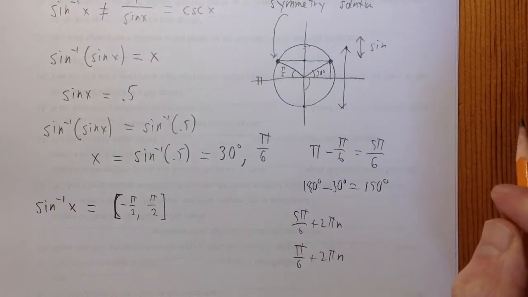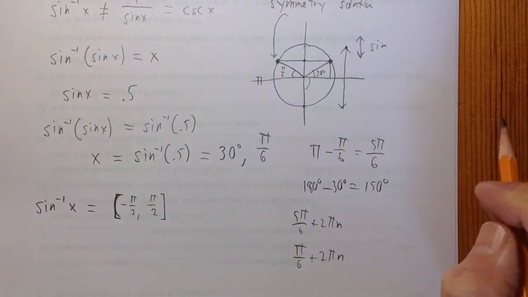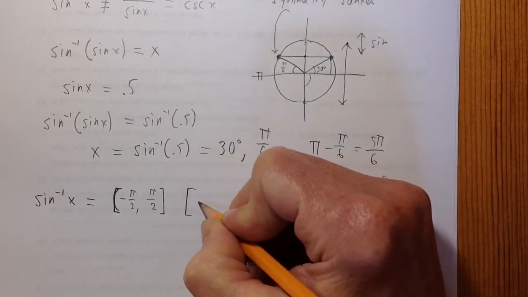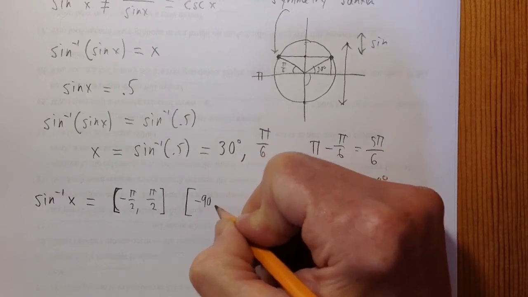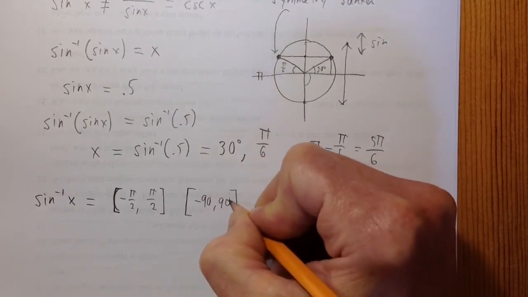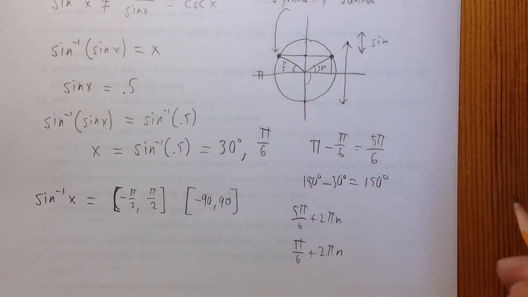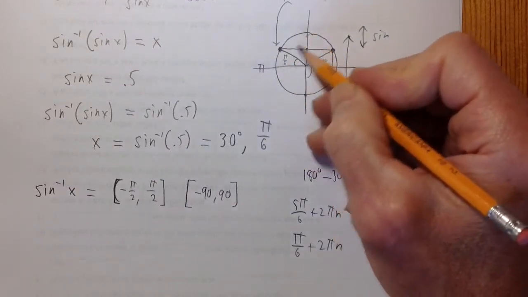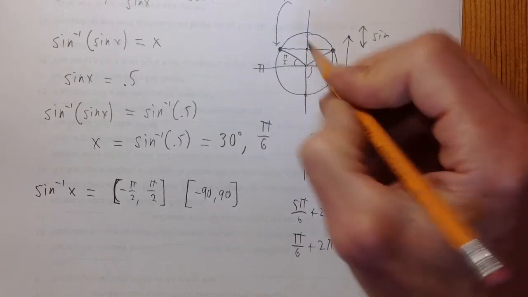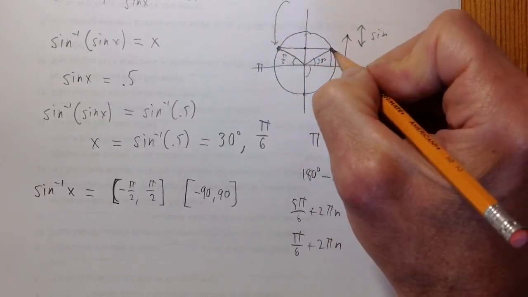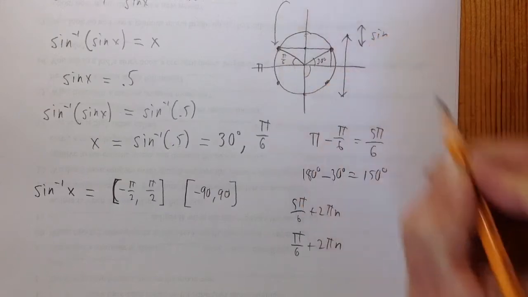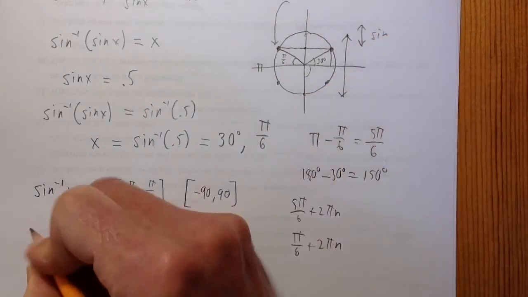Okay, so those are the numbers that your calculator will give you when you do inverse sine of something, which of course is the same thing as negative 90 to 90 degrees. Those are the numbers that your calculator is going to tell you the answer is. And it's not going to tell you the ones on the other side. You have to figure those out, the symmetry solution. If one answer is here, it's over here. You have to figure those out.